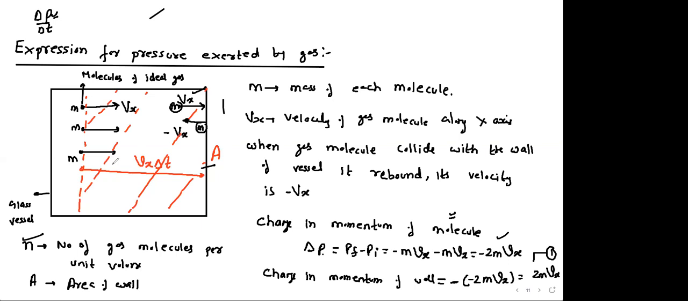Try, Sania. Sir, I don't know. You don't know. Fazil, will you try? How much is this volume if you have the area and this length? Sir, A minus 1.